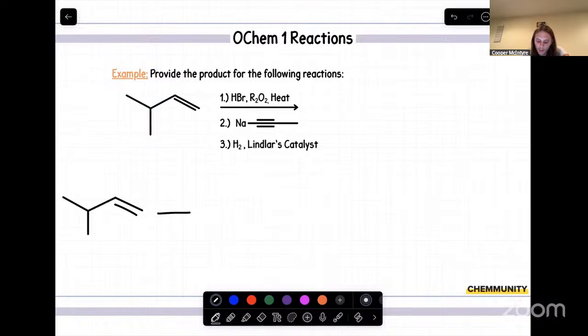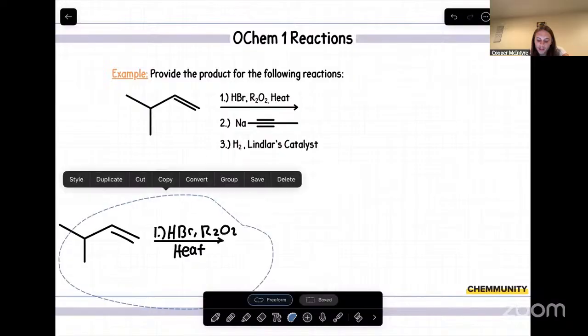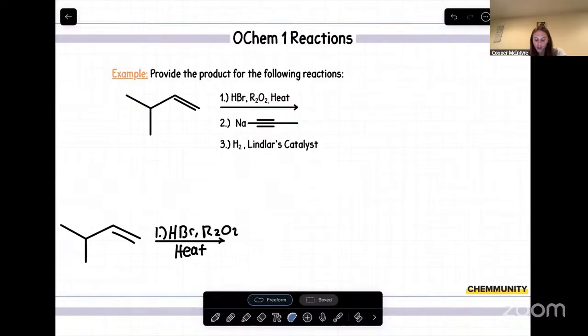And then for our first step, we have hydrobromic acid, we have a peroxide, that R2O2, and then we have heat. Now, this is a good example of why it's important to know your anti-Markovnikov reactions, because if you know those, there's only a few to remember. You'll know all the Markovnikov reactions.